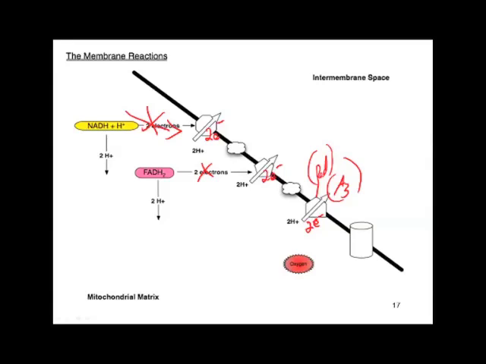Now, there are mechanisms in place within the cell that do allow a little bit of ATP to be produced. Not a lot, but a little bit of ATP to be produced to keep the cell going until there's enough oxygen available for this process to continue again.